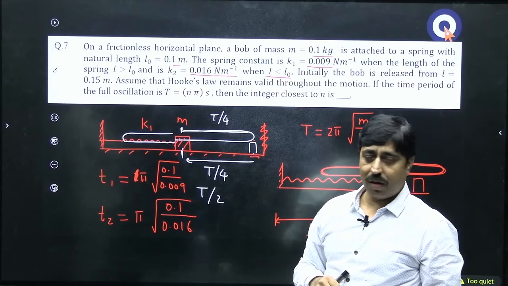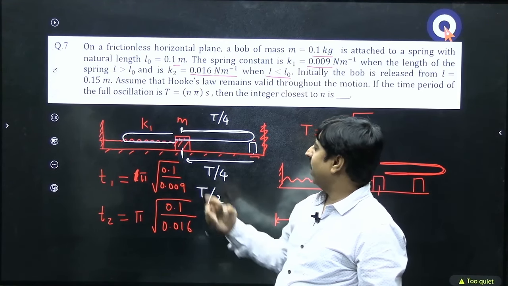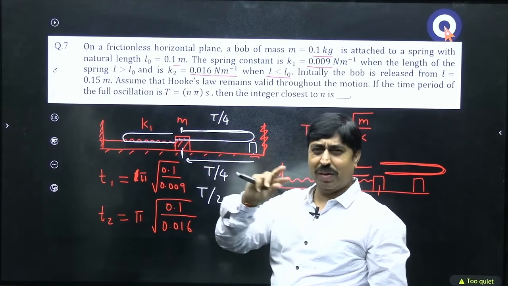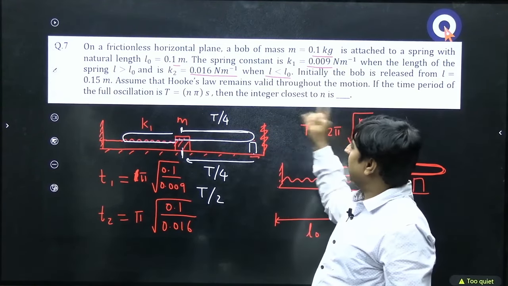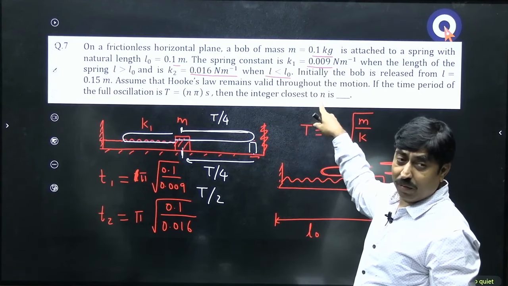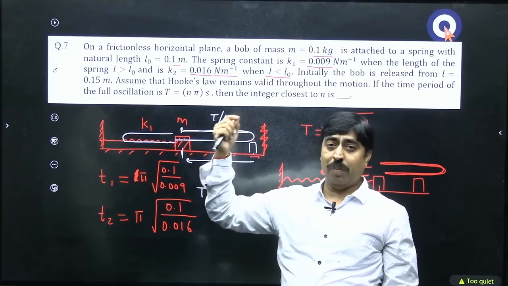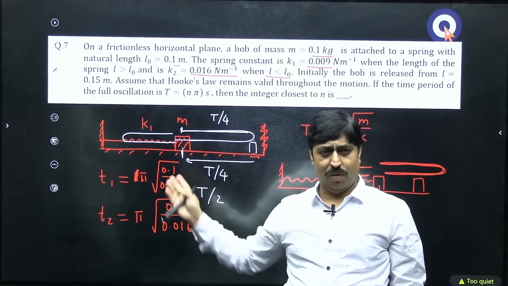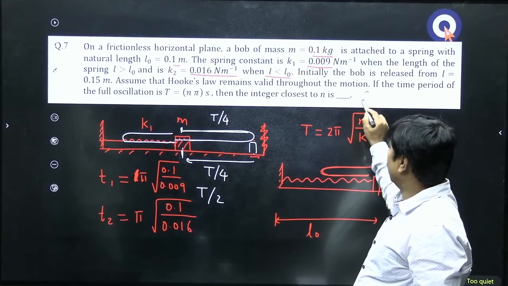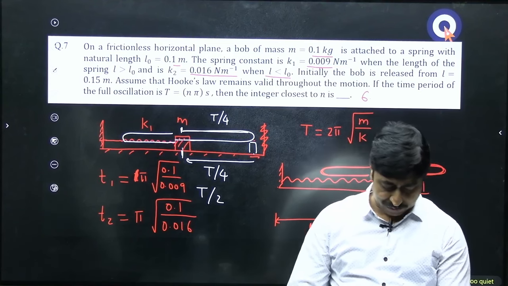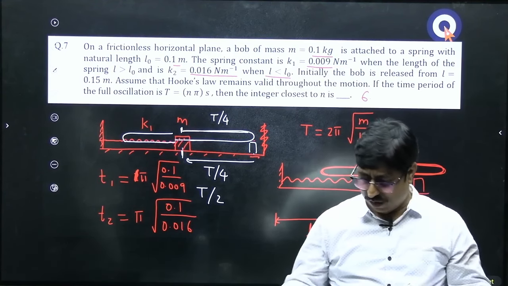Solve this, you will get something very close to 5.9 into pi, something like that. So, the closest integral value of n, I mean if you get n is equal to 5.9, the closest integer is 6. So, our answer will be 6. You just simplify this and I remember that the answer will be 6. I am not doing this for you. I guess all of you can do this.